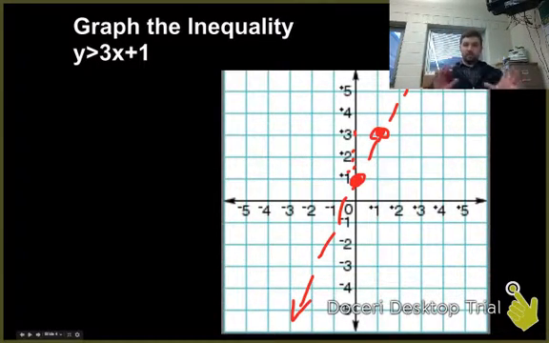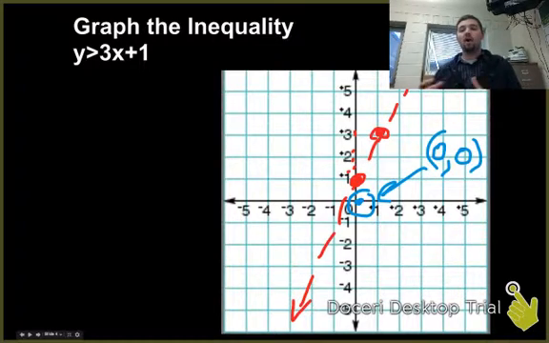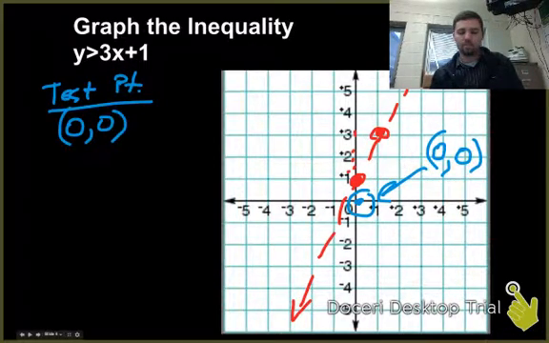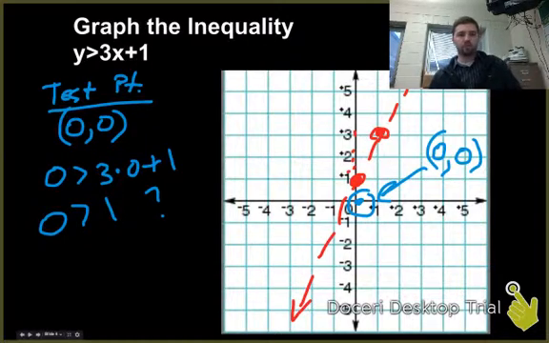Now, this is really the new part. Pick a point to either side of the line. I'm going to pick what I call an easy point, right here. I'm going to pick 0, 0, the origin. Notice that it is to the right of the line. So my test point was 0, 0, and I'm going to plug it into my inequality. 0 is greater than 3 times 0 plus 1. In other words, is 0 greater than 1? That's what I want to know. 0 is not greater than 1. So we would say that this fails.